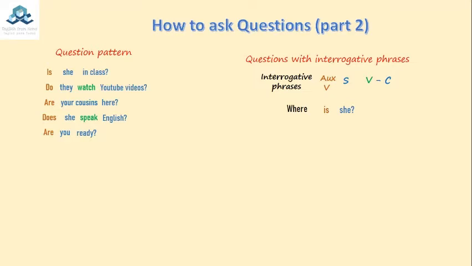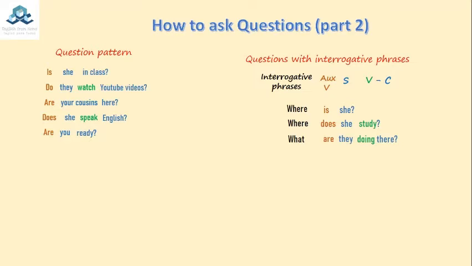So the interrogative phrase where goes at the beginning. We can also have something like this. Where does she study? ¿Dónde estudia ella? Again, where at the beginning, then the auxiliary does, the subject she, and the main verb study. What are they doing there? ¿Qué están haciendo allá o qué están haciendo ellos allá?